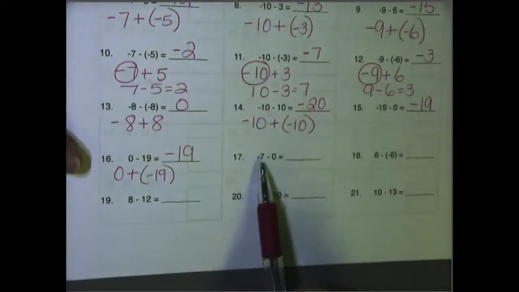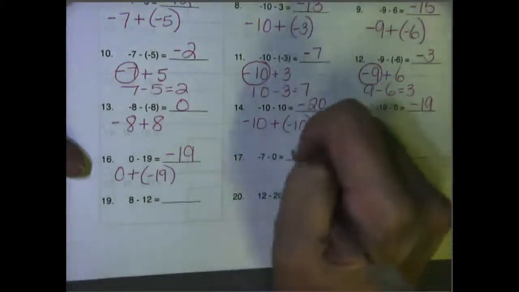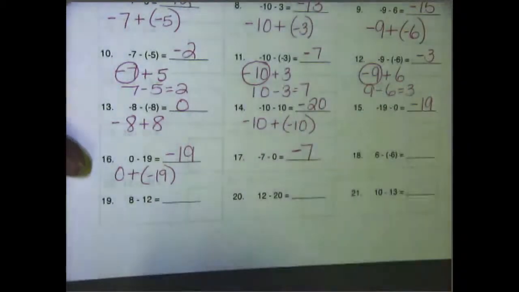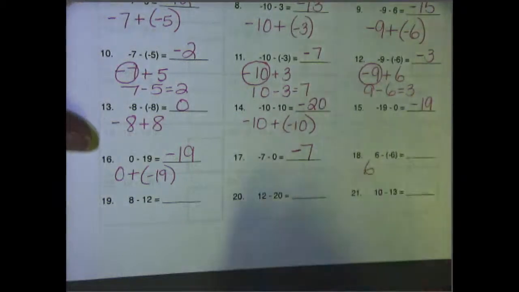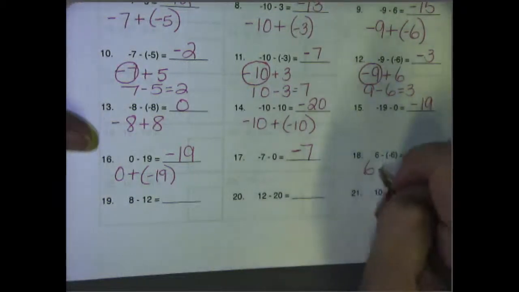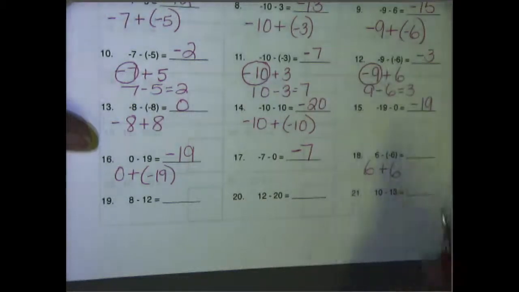Number 17. Negative 7 minus 0. Remember, when you subtract 0, your answer is going to stay the same. Negative 7. Number 18. 6 stays the same. Subtraction becomes addition. Opposite of negative 6 is positive 6. Adding same sign, so 6 plus 6 is 12.